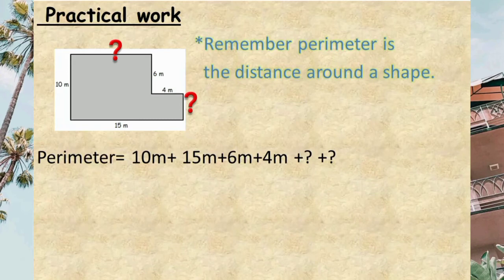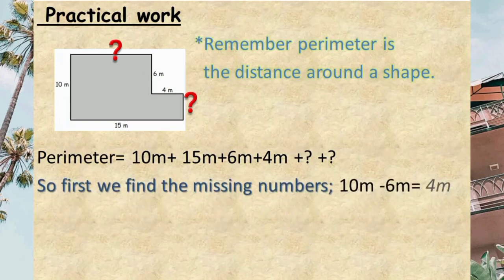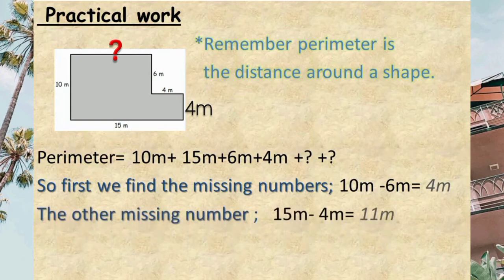Let's start by finding this missing number. To find our missing distance, we'll have to subtract this 6 meters from this 10 meters. So 10 meters minus 6 meters gives us 4 meters, and that is the answer to our missing number. Now let's find our other missing number. To find this missing number, we'll have to subtract this 4 meters from this 15 meters. So 15 meters minus 4 meters gives us 11 meters.